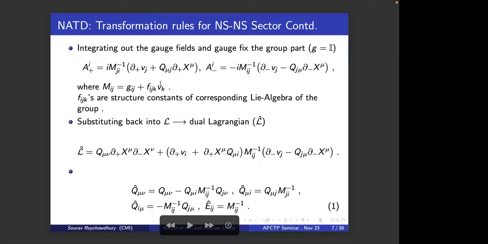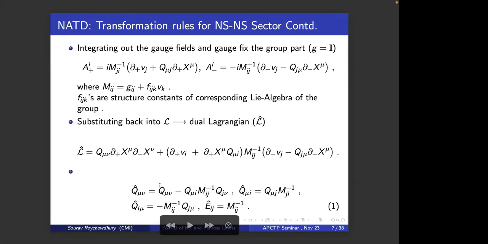So we'll put back these gauge field equations in the original model and we'll end up with the dual Lagrangian. So this is actually the dual worldsheet Lagrangian. And in the dual sector, you can see this V_i, which we introduced as the Lagrange multiplier. This behaves as the coordinates in the dual sector. Now from the dual Lagrangian, one can read off the dual Q's and dual E's. These are given by these expressions.